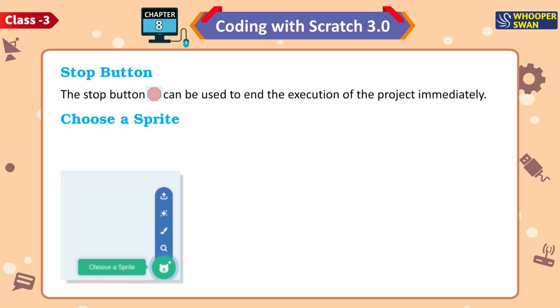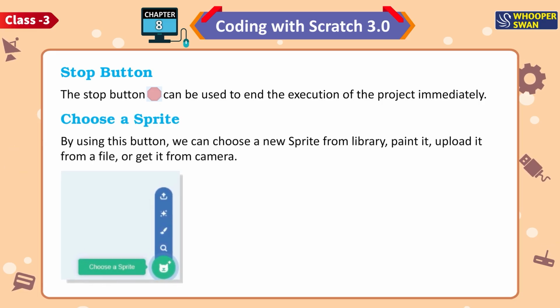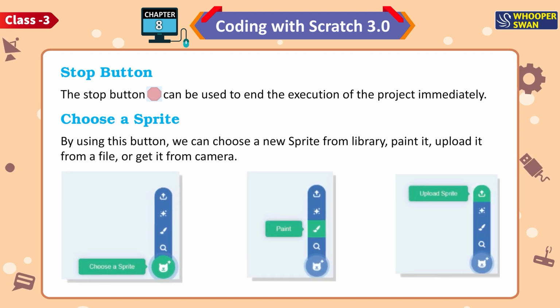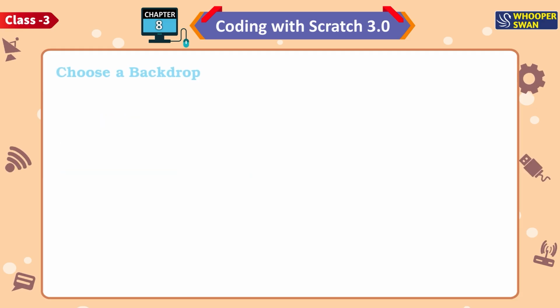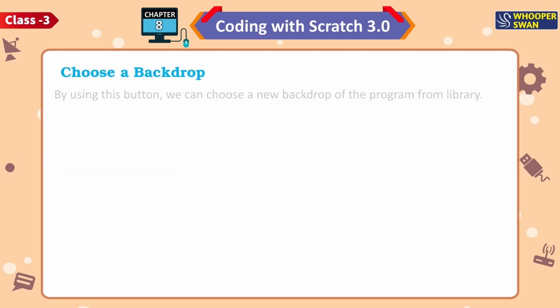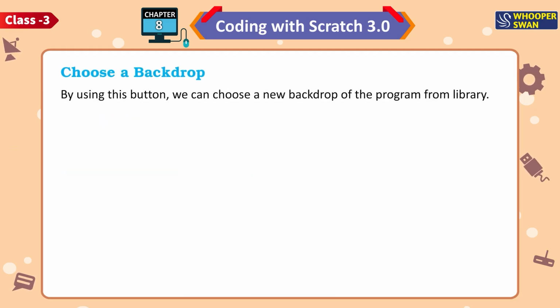Choose a sprite. By using this button, we can choose a new sprite from library, paint it, upload it from a file, or get it from camera. Choose a backdrop. By using this button, we can choose a new backdrop of the program from library.